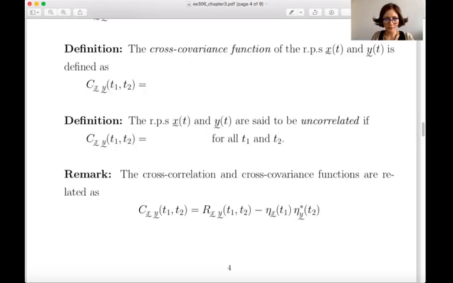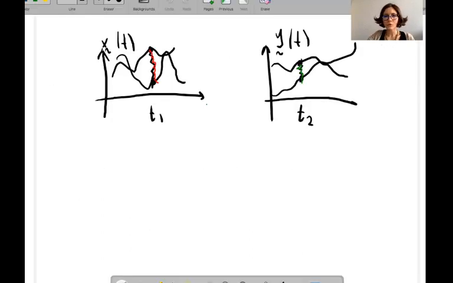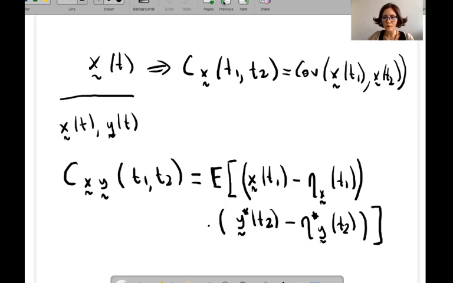So the next definition we have, okay, by the way, a remark. You might wonder how these cross-correlation and cross-covariance functions are related. If you go back to the definition of the cross-covariance function here, just imagine that you're expanding this. You have a product here: x minus eta x multiplied by y minus eta y. Just imagine that you're expanding this expectation. So let's look at the terms you will have.